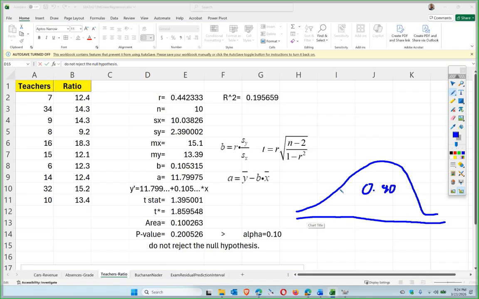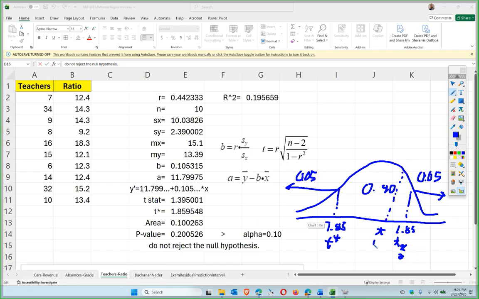0.90, right? And we get our 5% here, 5% here, 5% here, 5% there, 5% there. Okay, what did we get? 1.85 negative, 1.85 positive, right? For the t critical, t alpha divided by 2, or t star, whichever one you want to call it. Both are t critical, right? And then RT is 1.39, which would be right here.